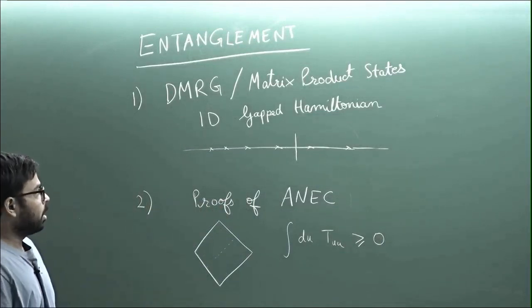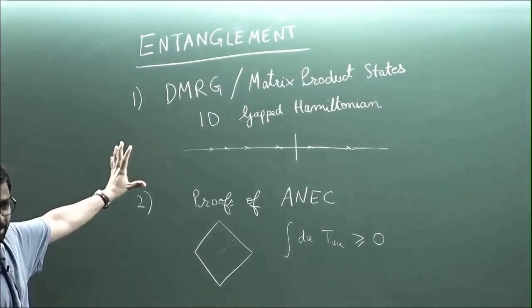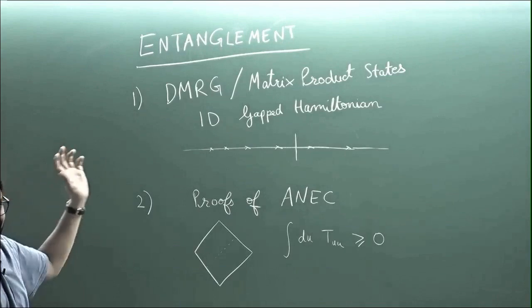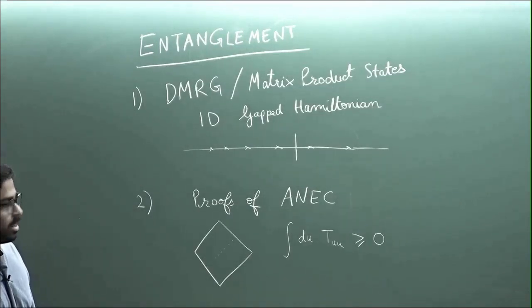I just wanted to say that there are people from various disciplines here, so some may not know what DMRG is and some may not know what entropy is. So this is an advertisement to Google and Wikipedia, because I'm not going to use them. This is just sort of an advertisement for the idea of entanglement.